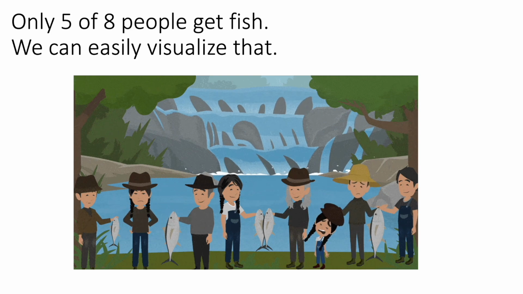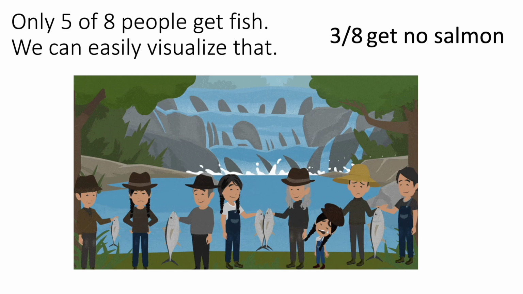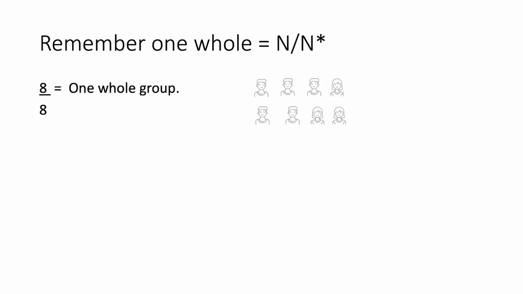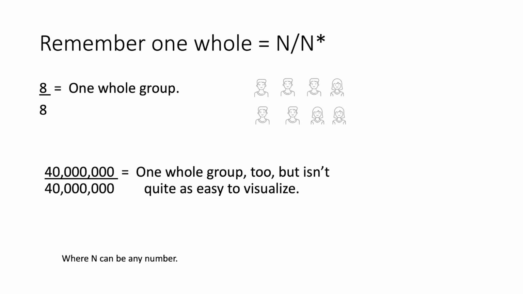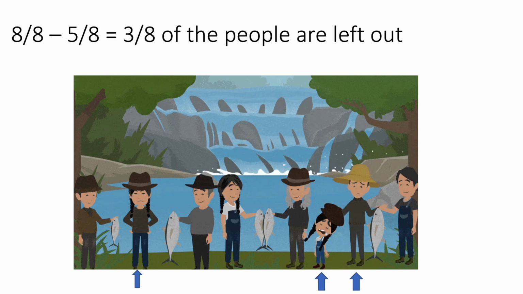We can easily visualize that. 3/8 get no salmon. 1, 2, 3 unhappy people. Remember, 1 whole equals n over n, where n stands for any number. 8/8 equals 1 whole group. 40 millionths equals 1 whole group too, but isn't quite as easy to visualize. 8/8 minus 5/8 equals 3/8. 3/8 of the people are left out.